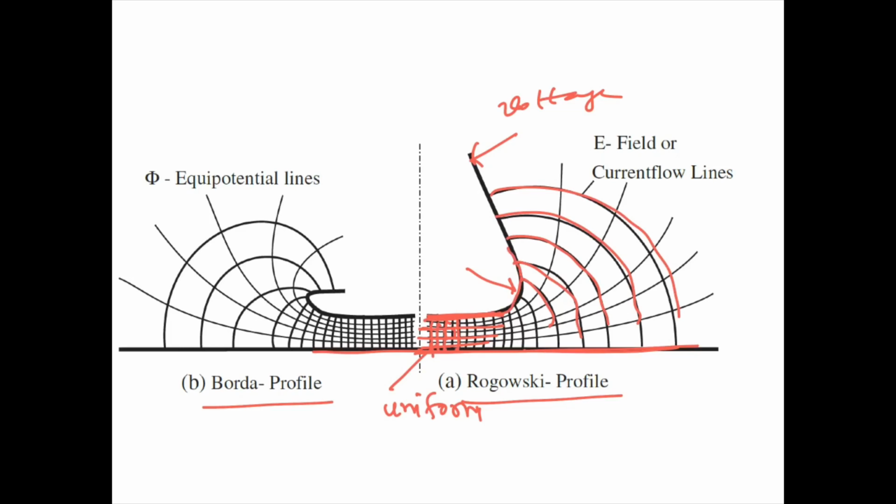On the other hand, there is another profile, which is a Borda profile, and according to this profile the electrode is given a typical shape so that the electric lines of force are spread at the edges and the sharp corners are avoided. So both these profiles are essentially used to control the stress in high voltage equipment.